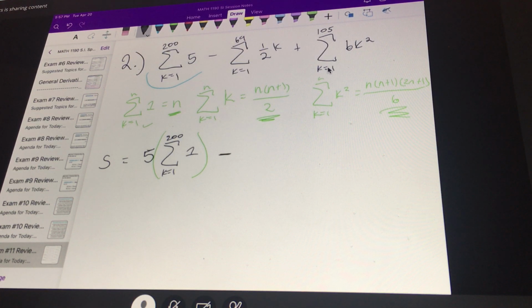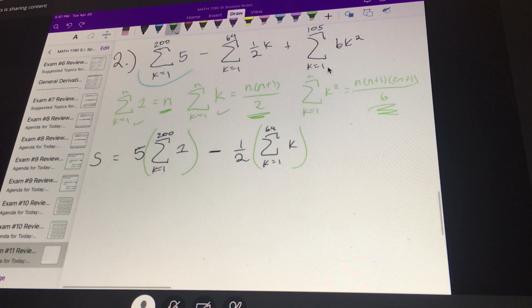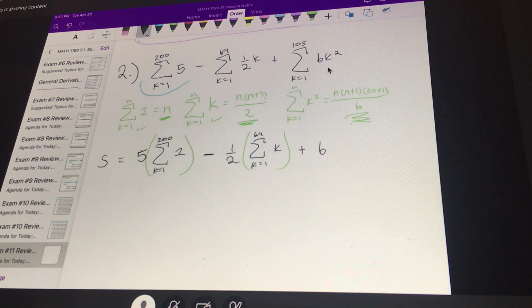And then we're subtracting our next one. We're going to pull out that 1/2. And then we're going to have that summation from k equals 1 to 64 of k. Again, it looks very similar to this one right here, except obviously we have our n, which we will need to solve the problem. And then we're going to factor out that 6 of the last summation. And our n is 105, and then we're still left with that k squared.